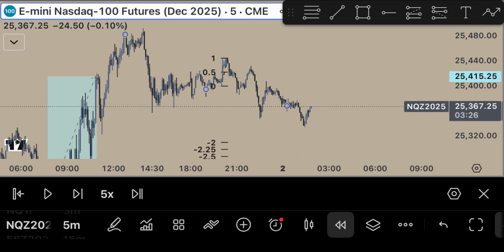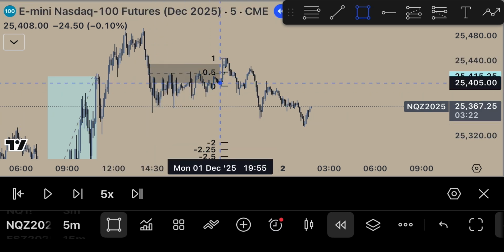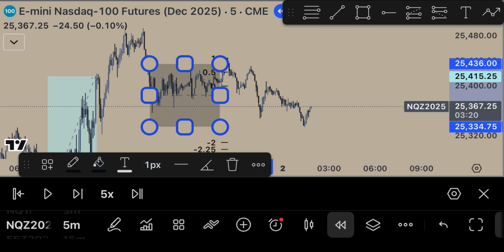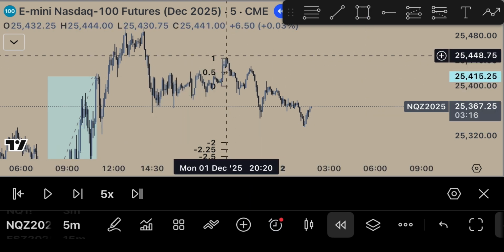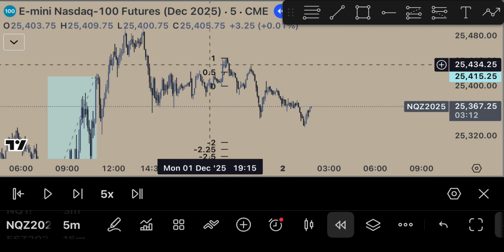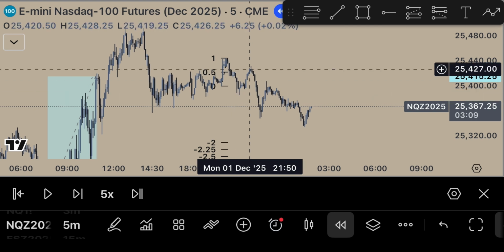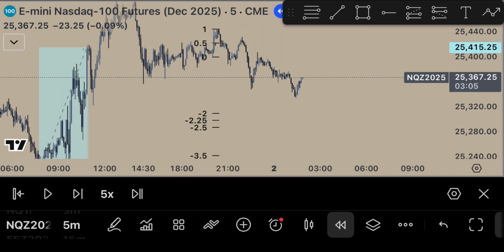The reason why I'm looking at this is because we clearly have accumulation right here, and then we have a false breakout to the upside, pretty much rebalancing this imbalance right here, and then displacement to the downside, retrace into the equilibrium of that manipulation leg and displacement lower.